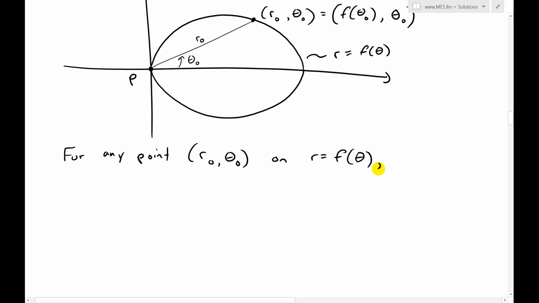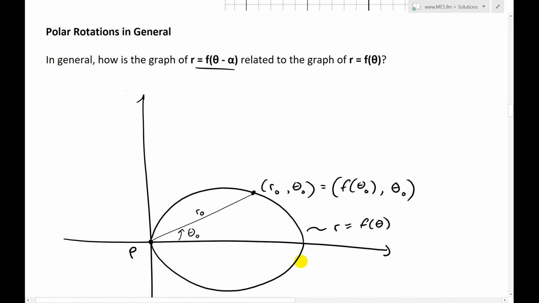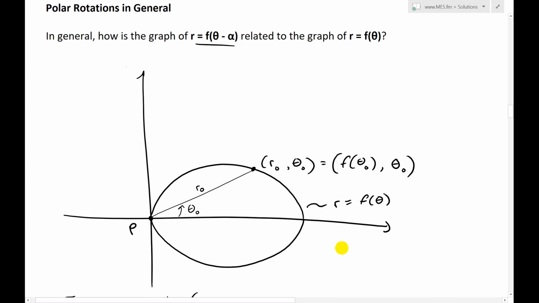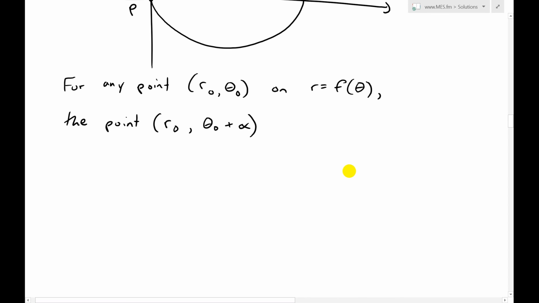And so for every point on that, now if we were to rotate this, the point r naught, then we're going to add this up, so theta plus alpha. If we're shifting it by plus alpha like that, I'll show you how it relates to this theta minus alpha graph. So if we're adding this here, then this point is on r equals f of theta.